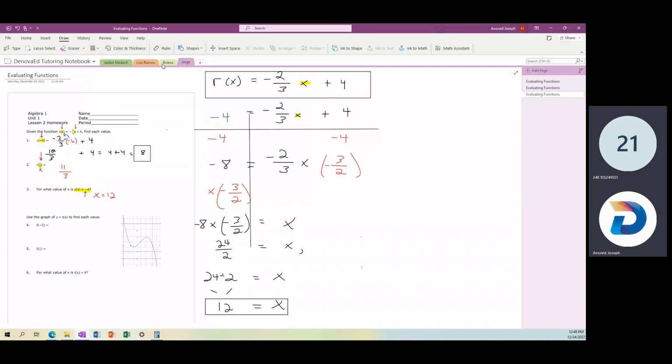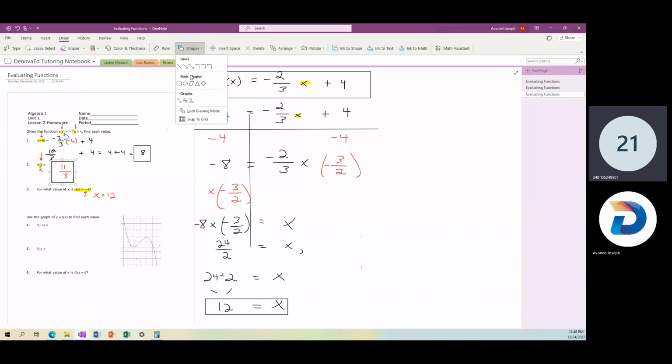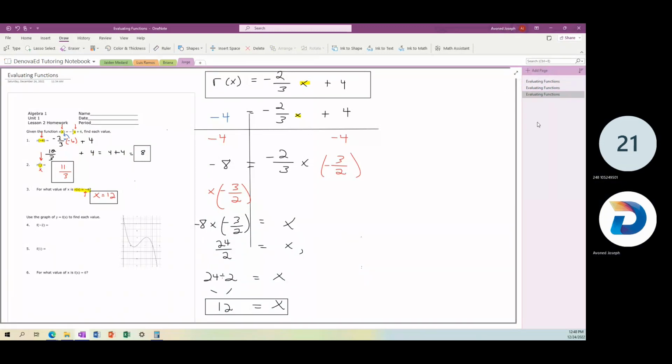Let me know when you're ready for number 4. All right, I'm ready. So we did 1 through 3. All we had to do is plug in whatever x was next to r into the equation, and then we just use algebra. So let's go to the next question.